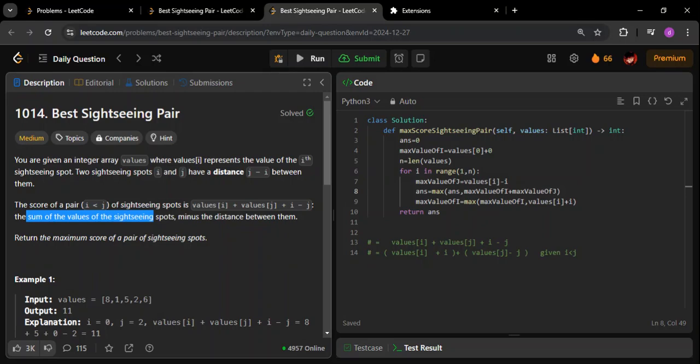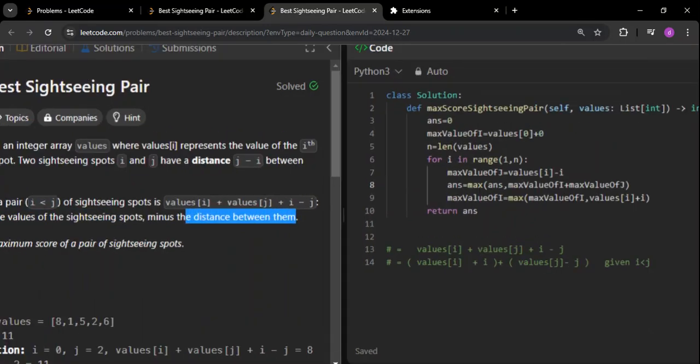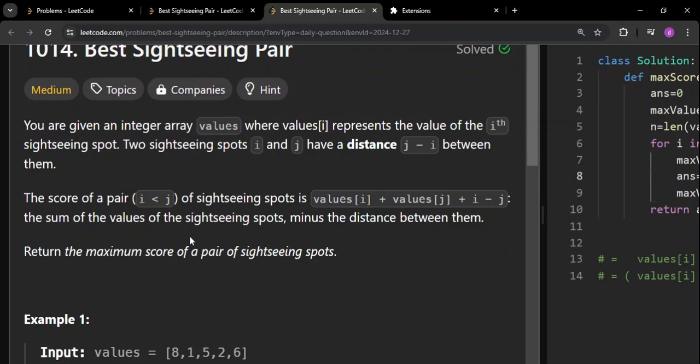I hope you are clear with this part. Let me tell you this again, what is happening. This is the actual definition in words: the sum of the values of the sightseeing spots, that is values[i] plus values[j]. Remember, the pair is i comma j. So what is the score going to be? The score is going to be the sum of the values of the two indices, values[i] plus values[j], and then they are saying minus the distance between them.